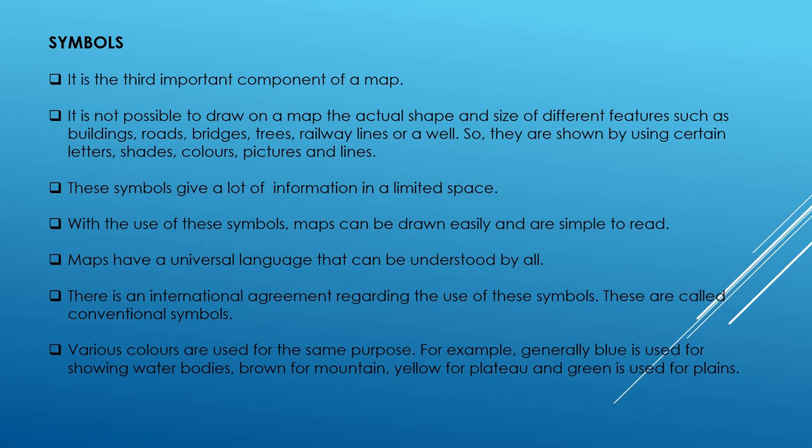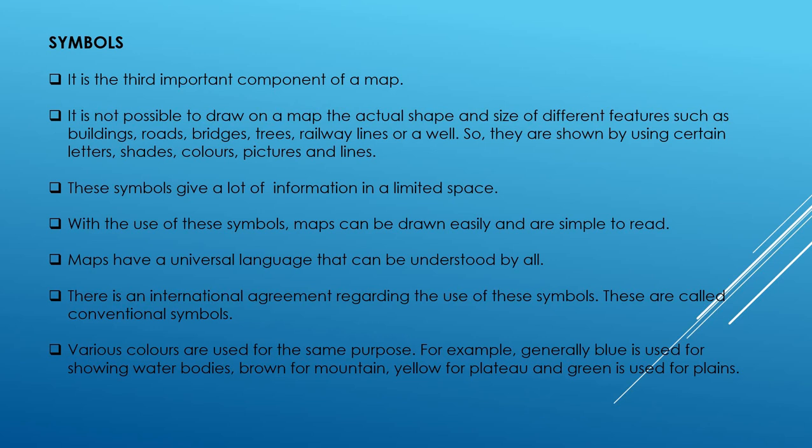There is an international agreement regarding the use of symbols. These are called conventional symbols. Various colors are used for the same purpose. For example, blue is used to denote water bodies, brown is used for denoting mountains, yellow is for plateaus, and green is used for plains. So these are the symbols in a map.